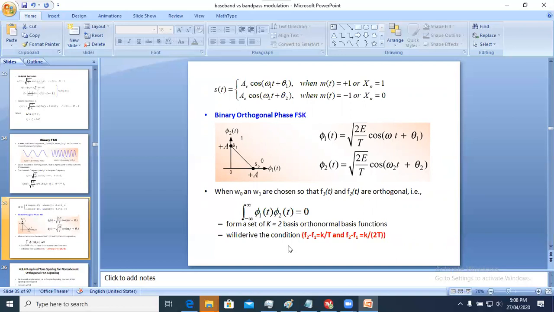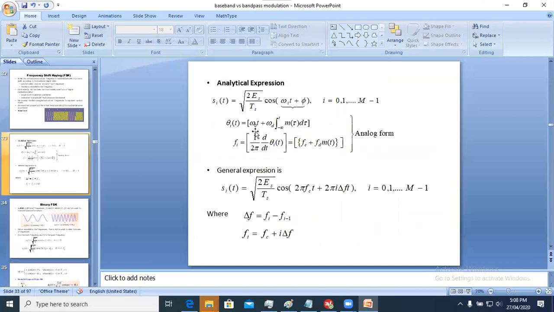The important thing is what frequency spacing we need to use between the FSK tones. These frequencies will be an integer multiple of 1 by T, or an integer multiple of 1 by 2T, depending on whether we are using coherent detection or non-coherent detection.